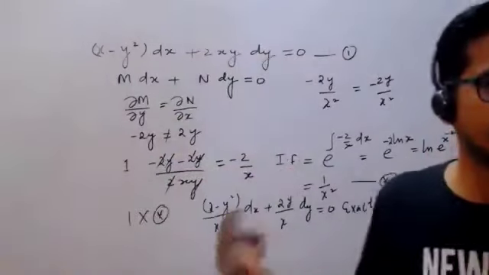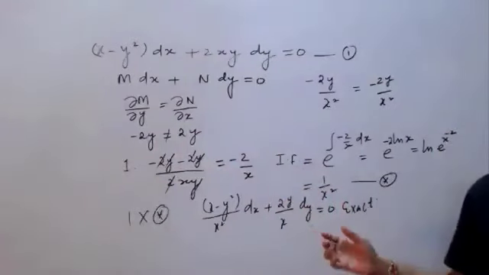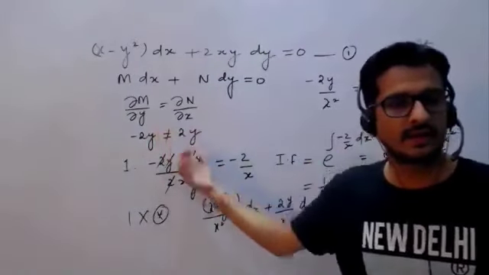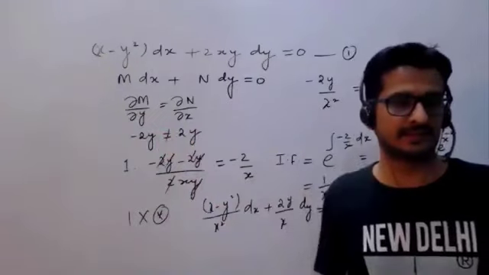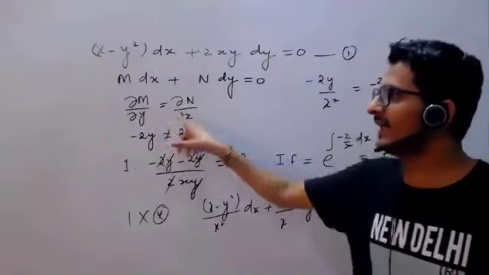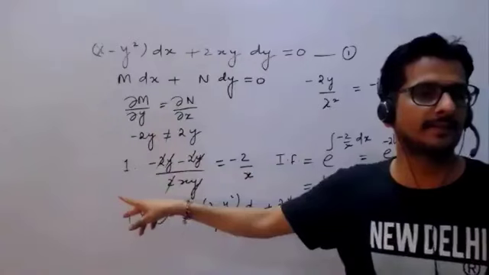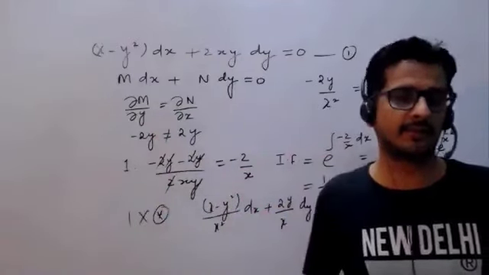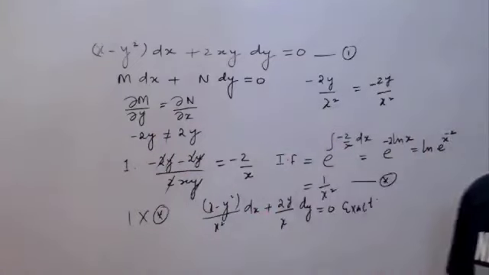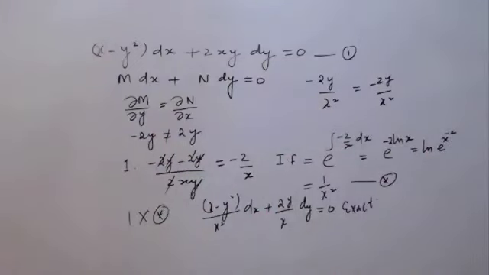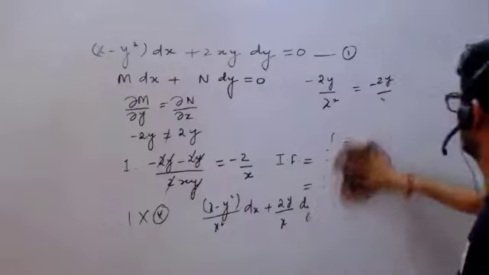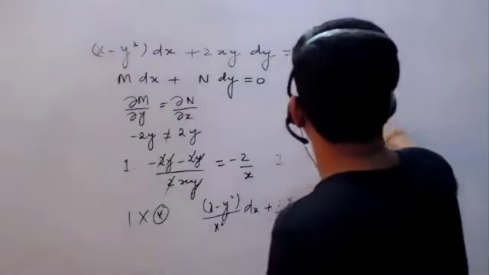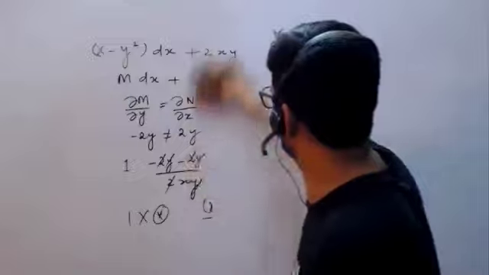Okay, is it clear, how we will proceed? Suppose this was not working, then we would have shifted to the next. What was that? Del n by del x minus del m by del y over m is equal to f of y, and the integrating factor would have been e to the power integral f of y dy. Okay, so can I erase this? Yes.